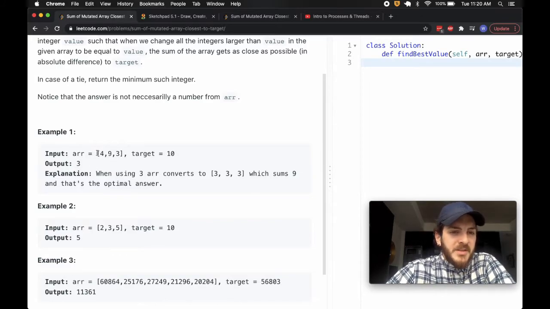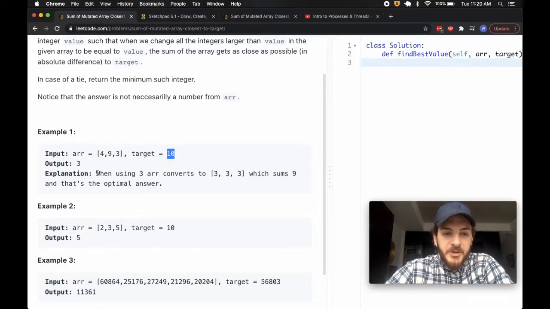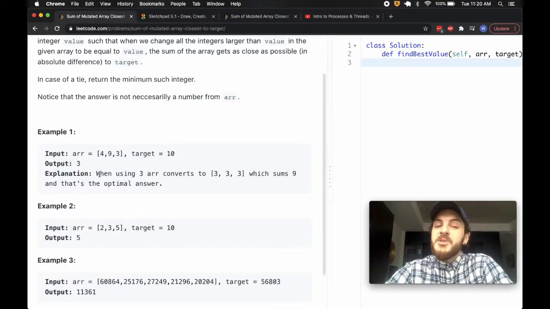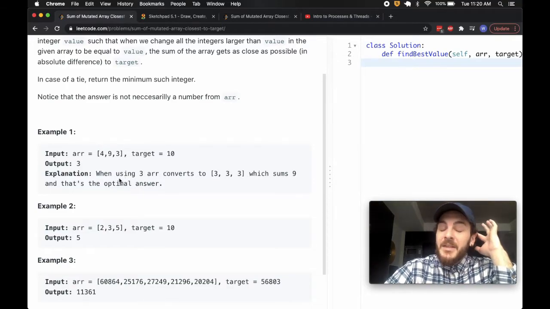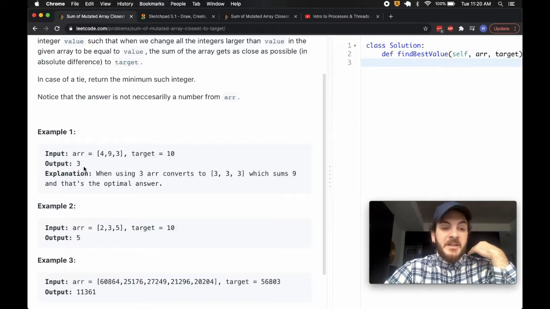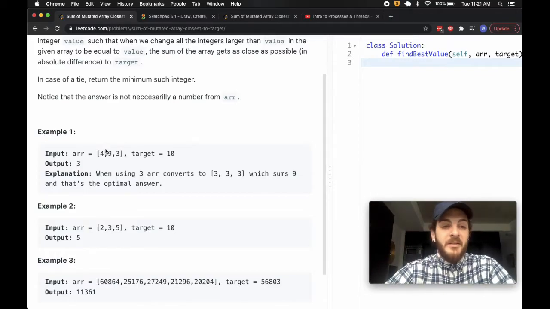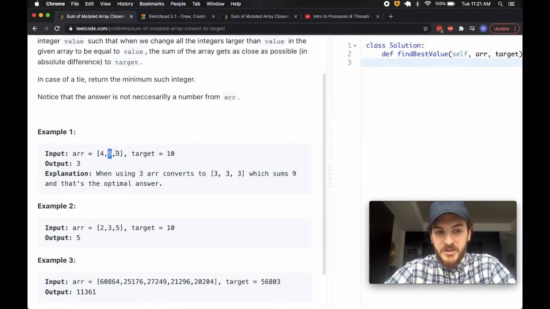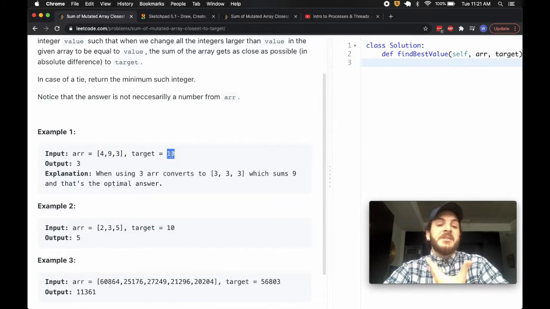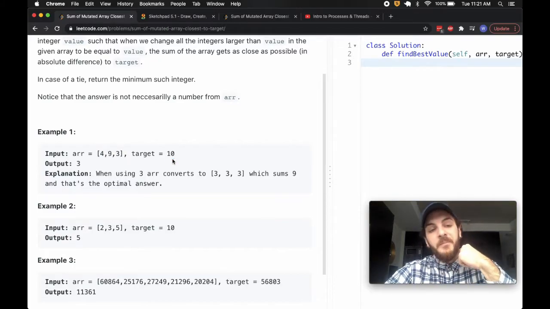So imagine we're given this input array here, and the target is 10. The output we would return is 3. The reason we're returning 3 is because when using 3, the array converts to 3, 3, 3, which sums to 9, and that's the optimal answer. The reason it becomes 3, 3, 3 is because if the value we're outputting is 3, we're saying take every number in this array that's greater than 3 and bring it down to 3. So 4 becomes 3, 9 becomes 3, 3 stays as it is, so we get 3, 3, 3. That would sum up to 9, which is as close to 10 as we can possibly get in this question.